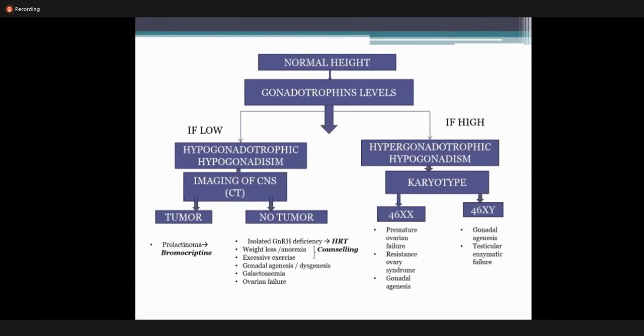Girls with hypergonadotropic hypogonadism, that is, if the gonadotropin levels are very high, check for the karyotype. If it's a normal karyotype, that is 46XX, they may have premature ovarian failure or a resistant ovary or a gonadal dysgenesis or agenesis. If it's 46XY, it's testicular feminization or it may be gonadal agenesis.